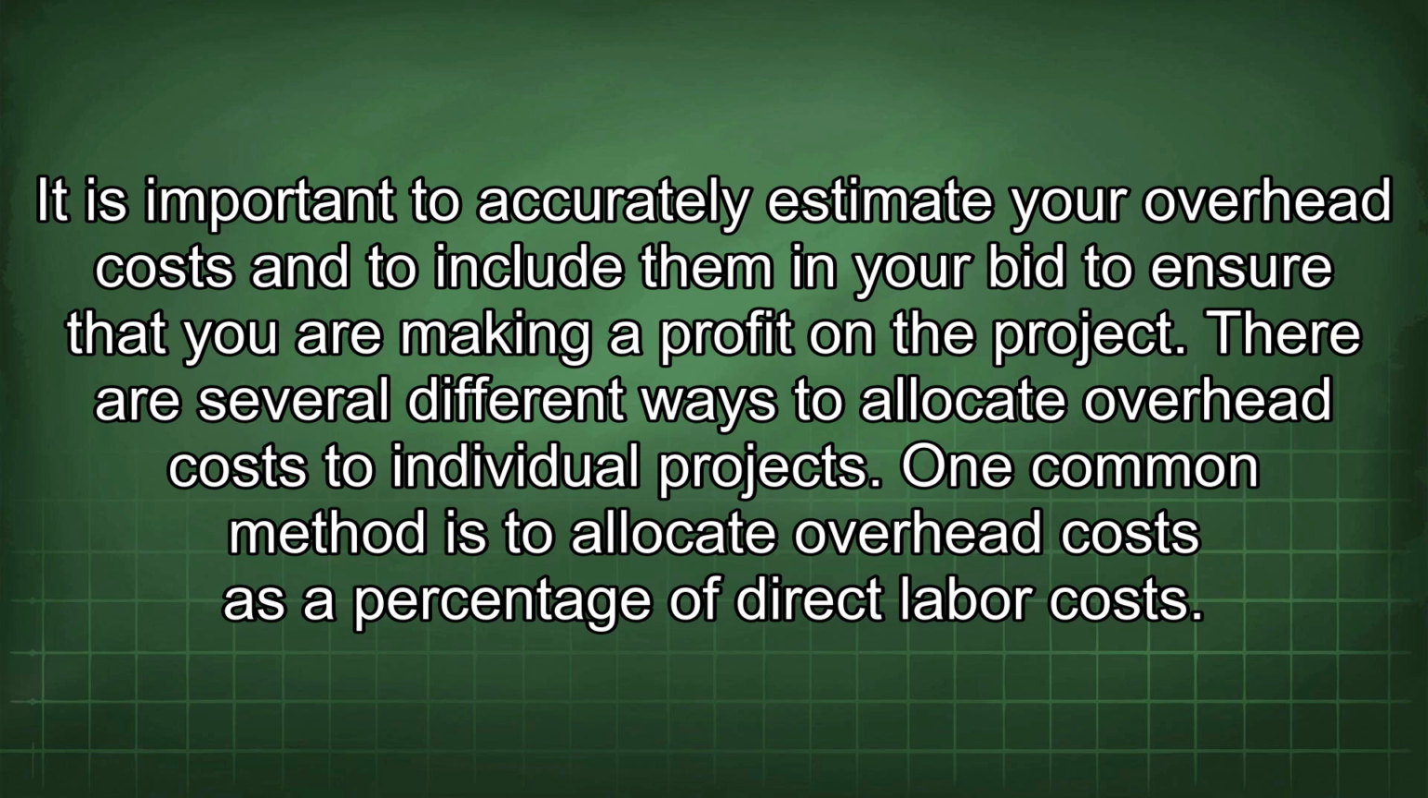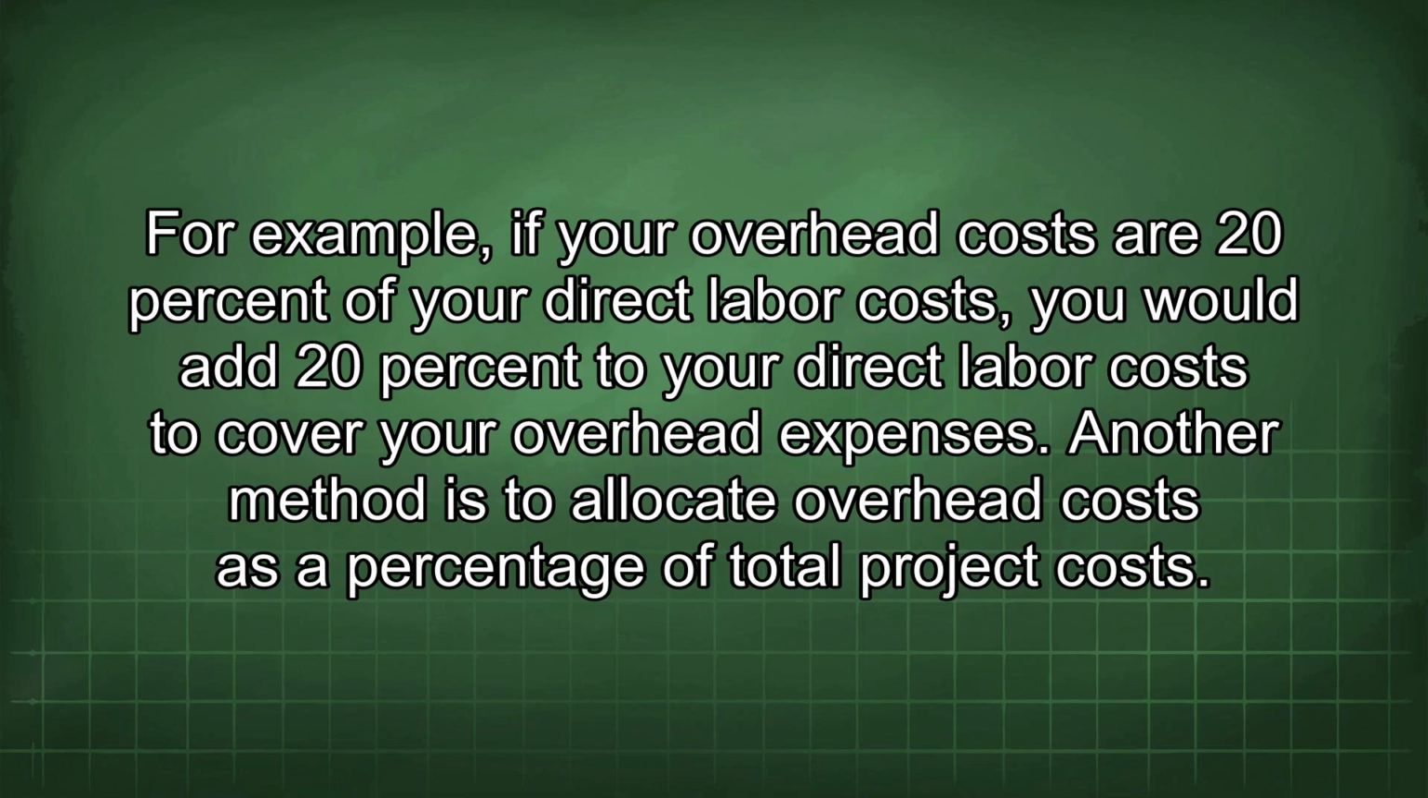There are several different ways to allocate overhead costs to individual projects. One common method is to allocate overhead costs as a percentage of direct labor costs. For example, if your overhead costs are 20% of your direct labor costs, you would add 20% to your direct labor costs to cover your overhead expenses.